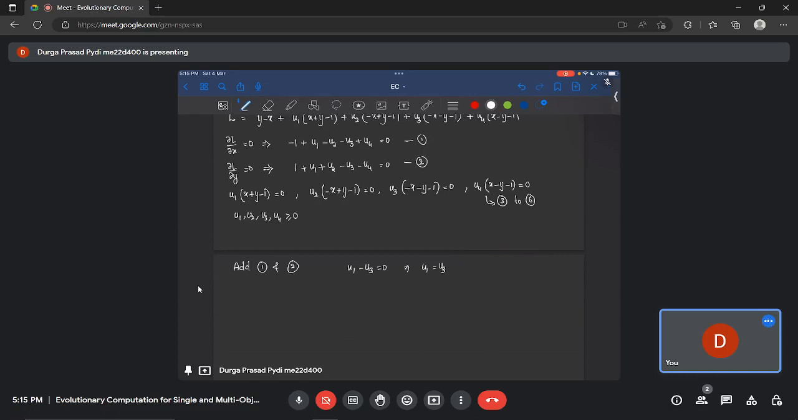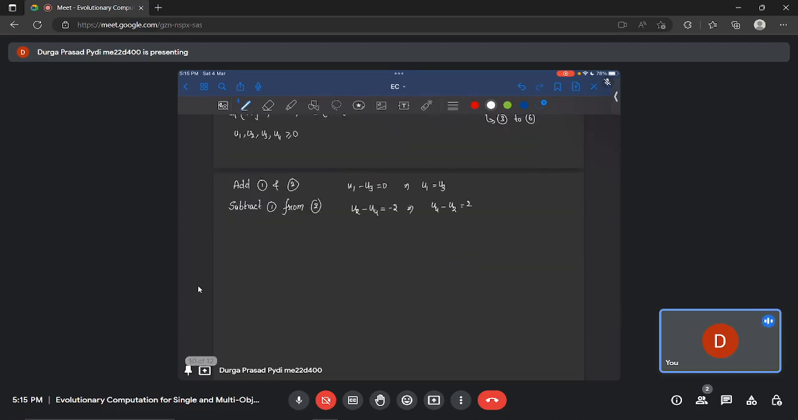If you subtract 1 from 2, u1 goes away, so you'll be left with u2 minus u4 equal to minus 2. We can write this another way: u4 minus u2 is essentially 2. Since both u4 and u2 are positive, u4 should be greater than or equal to u2, and this should be greater than or equal to 0.